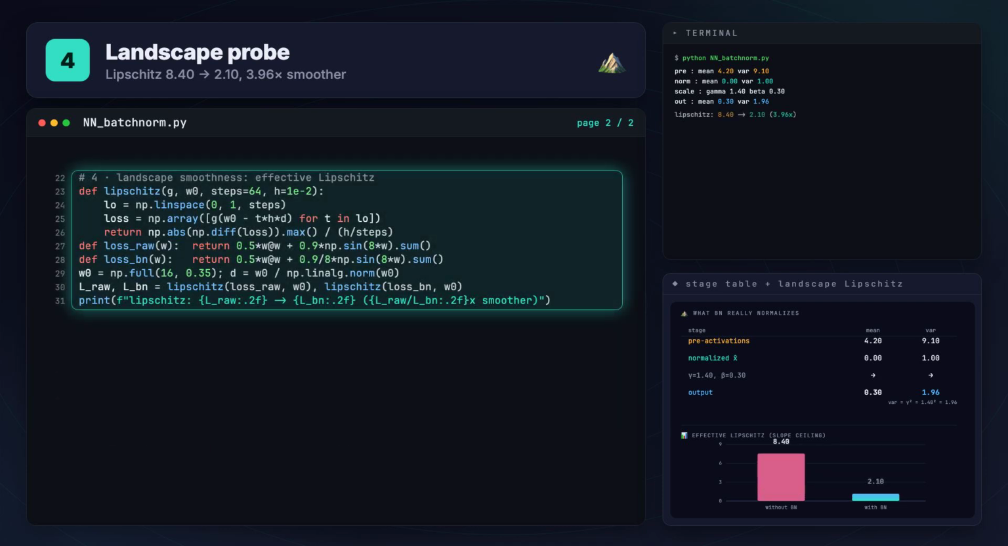Fourth block, the landscape probe. We sweep a small step along the gradient direction and measure the largest jump in the loss. That ratio is the effective Lipschitz constant. Run it on the raw layer, 8.4. Wrap the same layer in BN and run again, 2.1. The function returns both. We print the ratio, and that single line, Lipschitz 8.4 to 2.1, is the headline the figure draws.